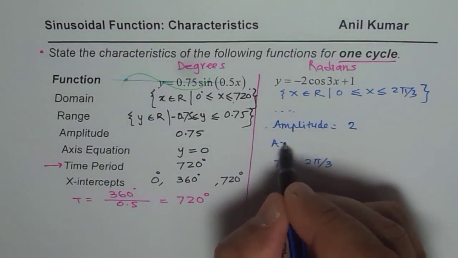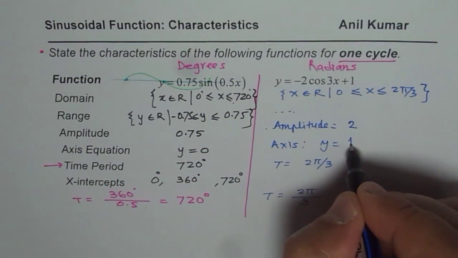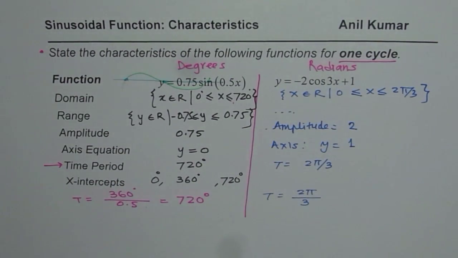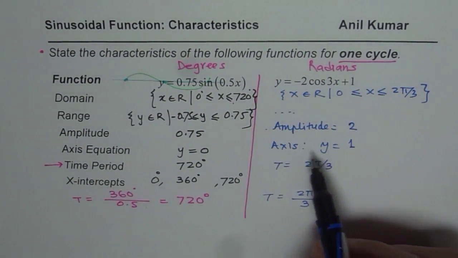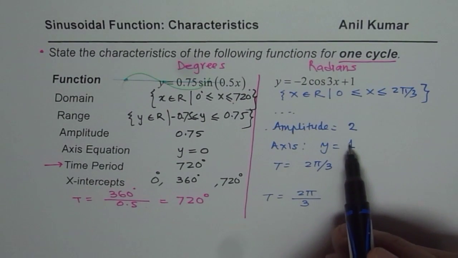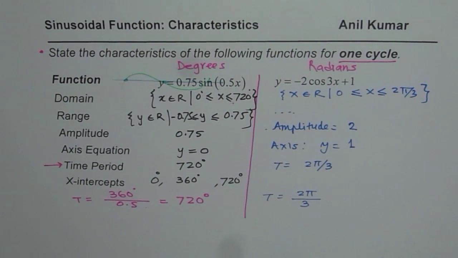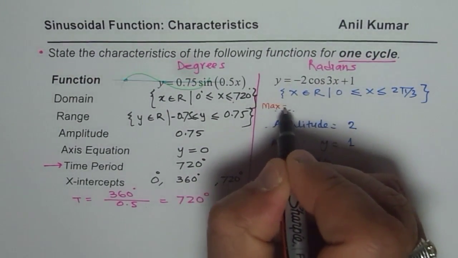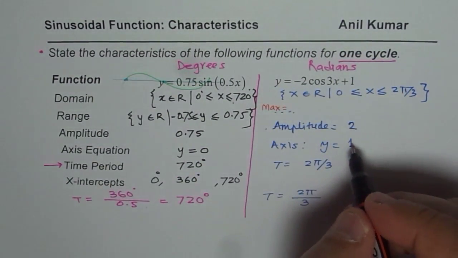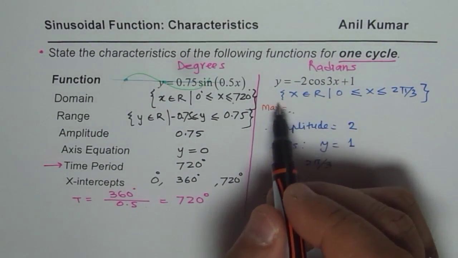Axis. So axis for us is y equals to this line 1, correct? So that is the axis. Now we need to figure out what range is. Now range will be from axis you have to go 2 up and 2 down. Do you see that? So basically what you find here is that maximum will be how much? Maximum will be 1. You have to go 2 up. It may be minus 2 here. It means that it starts from the negative.